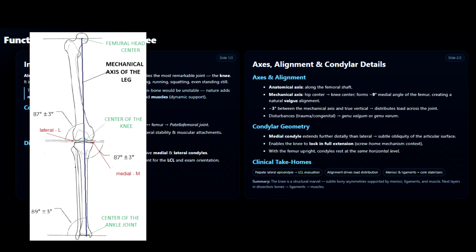This angulation is crucial because it distributes body weight more evenly across the joint. If this alignment is disturbed, whether by trauma or congenital variation, you might see conditions like genu valgum, knock knees, or genu varum, bow legs.